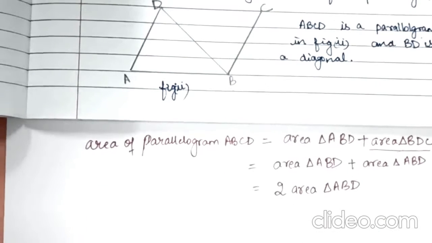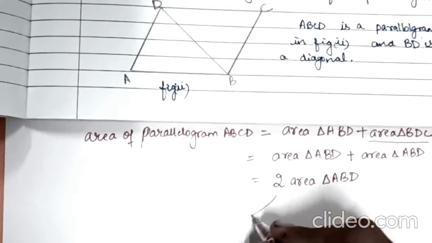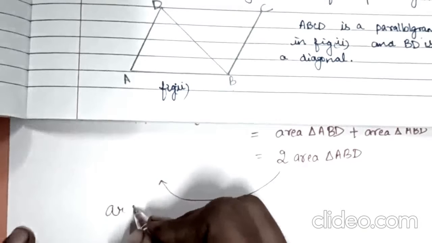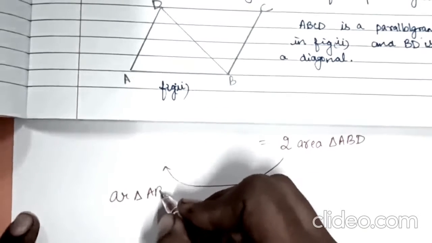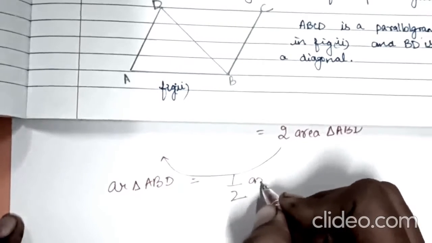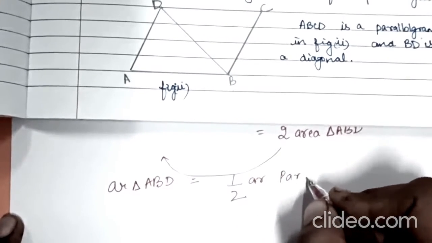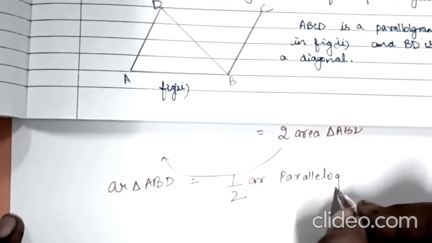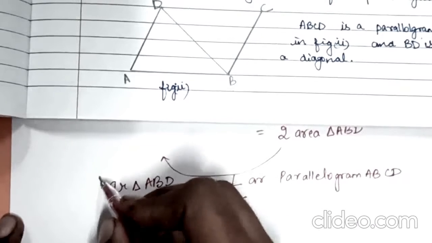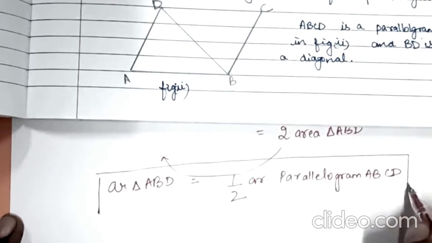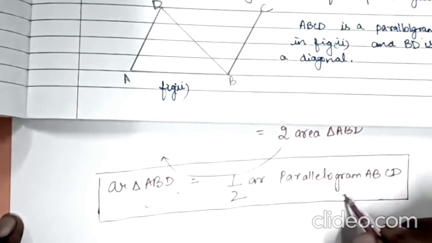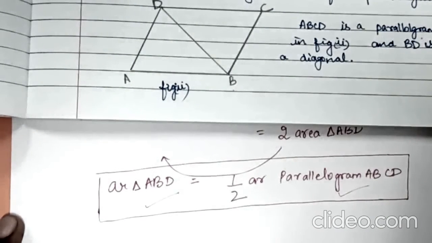So also we can say that if 2 is shifted to that side, we get area of triangle ABD is equal to half of area of parallelogram ABCD. So this formula is the relation between the area of a triangle and the area of a parallelogram.